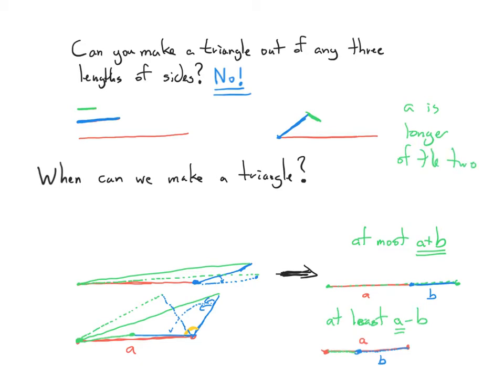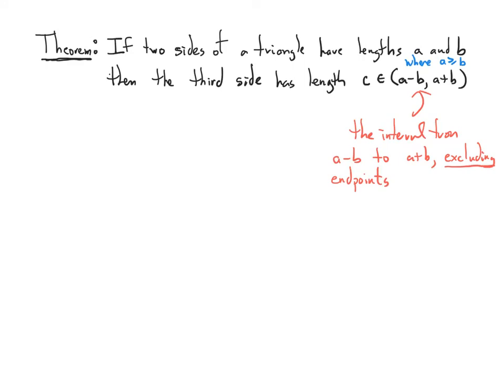So on the next slide, let's write this up a little more formally. Okay, so here's our theorem that we just kind of talked about. If we have two sides of a triangle, and those two sides have length A and B, and if one is longer, let's say A is the longer one, then the third side has length C. And C has to be, this is interval notation, this is saying it's in the interval from A minus B to A plus B. And these round brackets mean not including those endpoints.